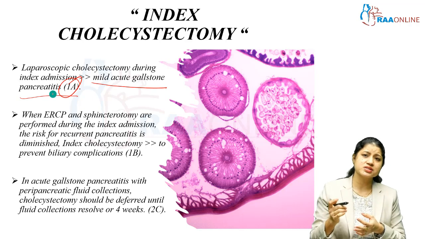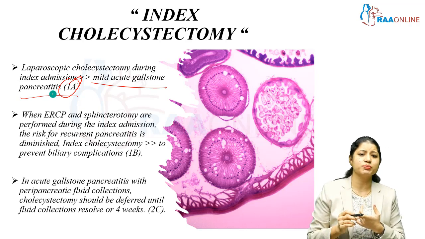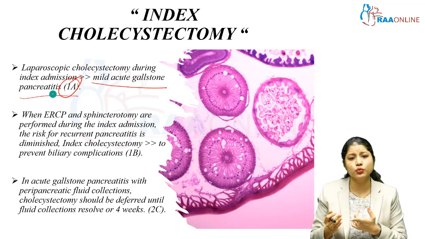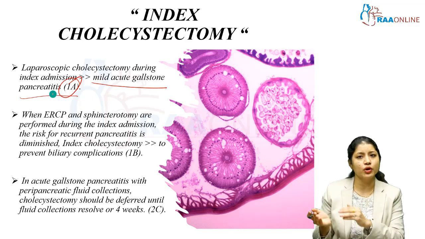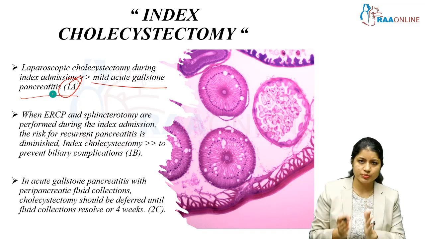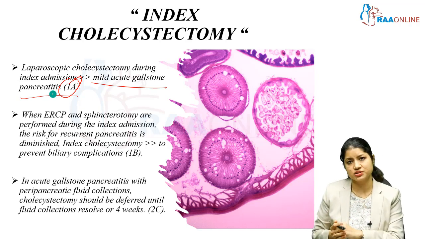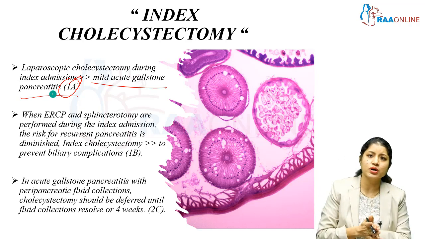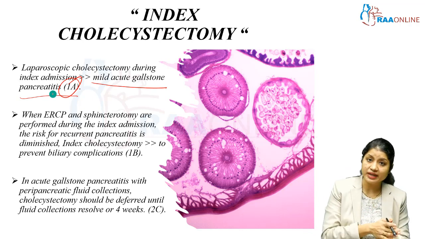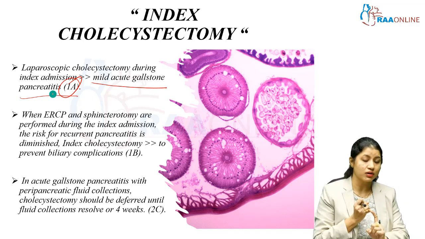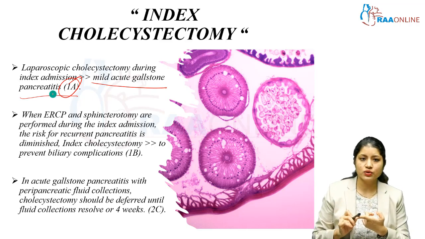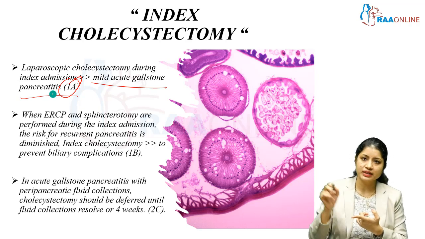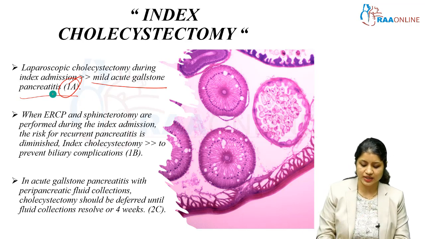In other situations, wherein you have an acute severe gallstone pancreatitis with some peripancreatic fluid collections, it is better to defer your cholecystectomy beyond 4 weeks, until your inflammation subsides and your fluid collection resolves. But if it is a milder variant of acute gallstone pancreatitis, without organ failure, without any peripancreatic collections, inflammation or abscess, then index cholecystectomy, that is cholecystectomy in that index admission, is definitely advocated.